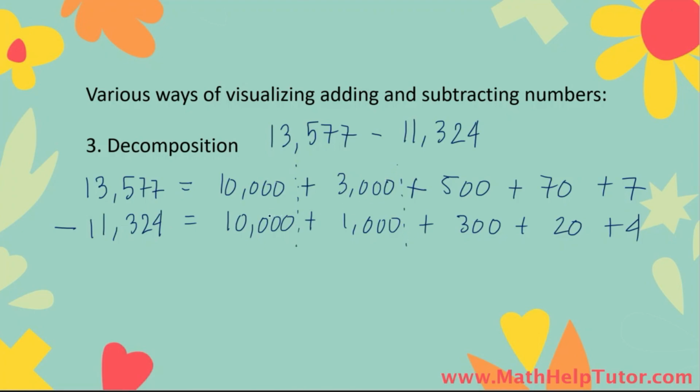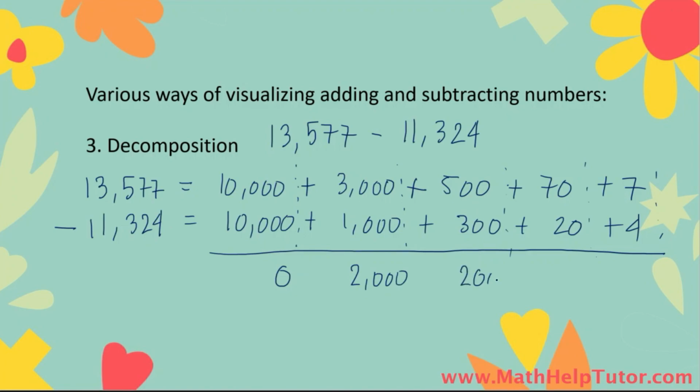Okay, so we got the 10,000s place, 1,000s place, hundreds place, the tens place, and the ones place. So let's just put a line to separate our decomposed numbers and our answer. So 10,000 minus 10,000 is 0. 3,000 minus 1,000 is 2,000. 500 minus 300 is 200. 70 minus 20 is 50. And 7 minus 4 is 3.